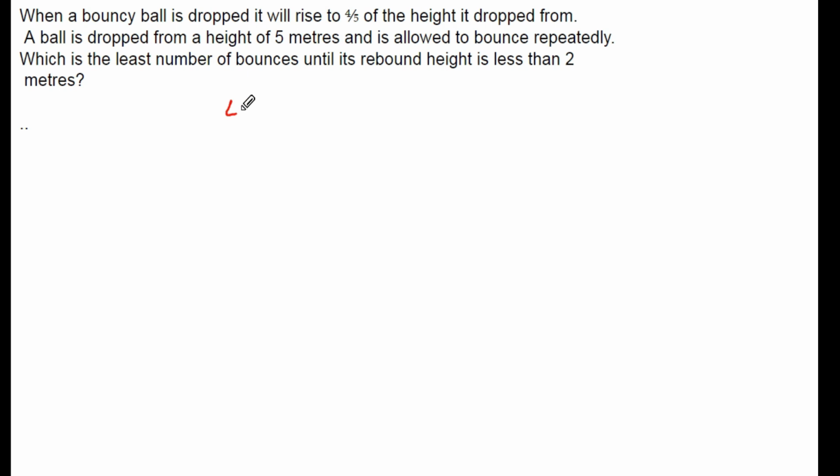Look here, still we have not found a number which is less than 2. It means again we need to find the next rise, that will be equal to 4/5 of 2.048. Now when you solve it, you will get your answer 1.6384. Okay, you can do it yourself.